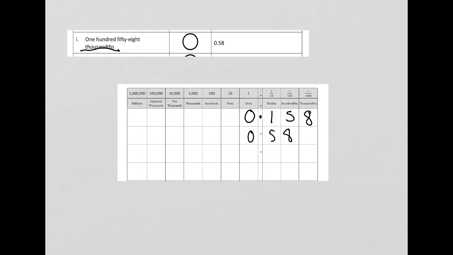0.58. Now if I go column by column, the zeros are the same. Oop, the tenths, I've got a 1 and a 5. The 5 is bigger, so that means our second number is going to be bigger. 0.58, and we can even fill this in, 580 thousandths is bigger than 158 thousandths for sure.